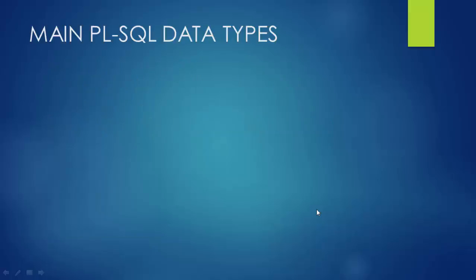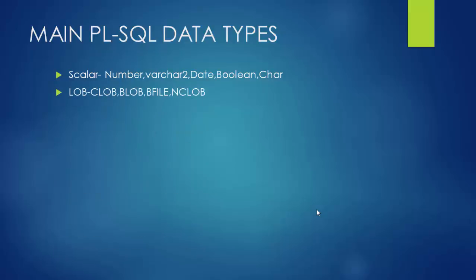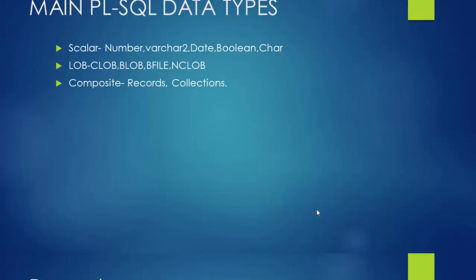Well, when we look at the basic data types in PL/SQL, we will find that there are three main basic PL/SQL data types. The scalar, which consists of number, varchar2, date, boolean, char. The large object data type, which consists of clob, blob, bfile, and nclob. And finally, the composite data type, which consists of records and collections. So today, we will be discussing records in detail.